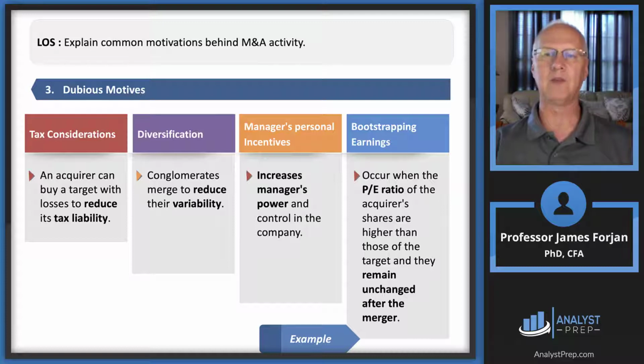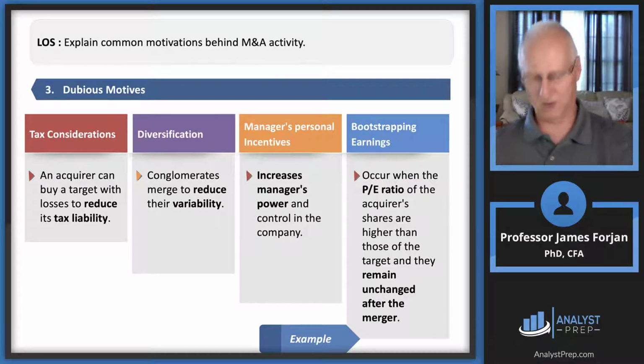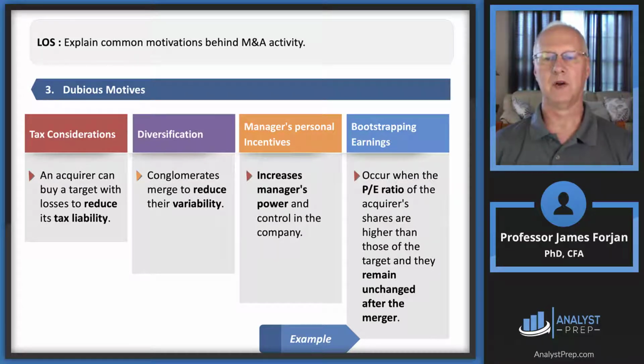But here in this case, bootstrapping simply means that you take one company that has an earnings per share and another company that has an earnings per share. And if there are no synergies, you can show that the earnings per share increases even though there's no change in value. So dubious motives.